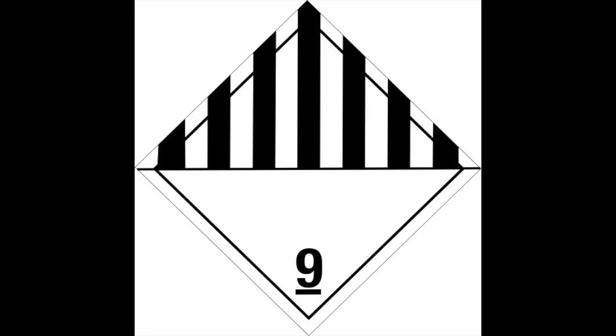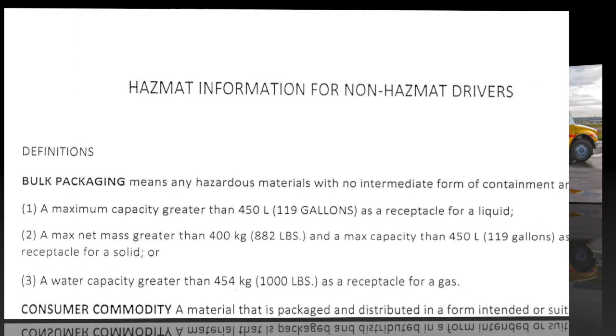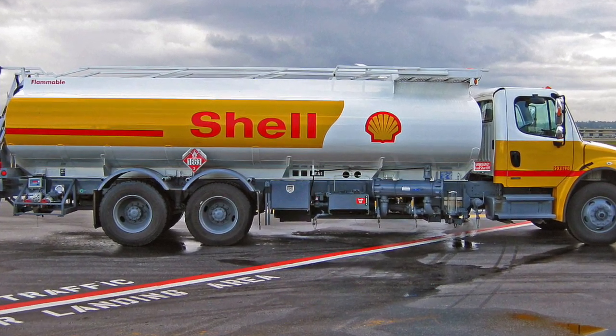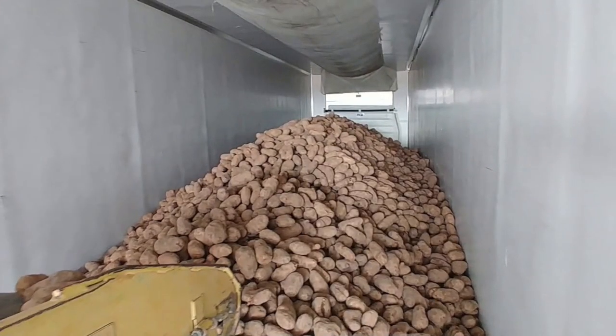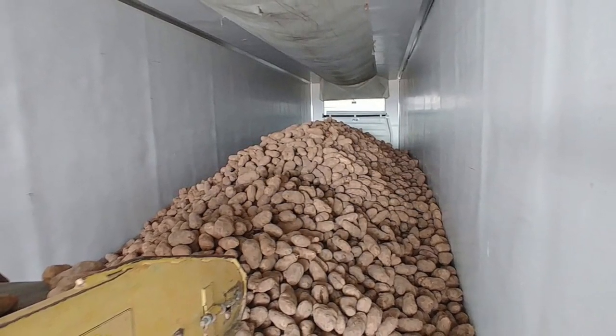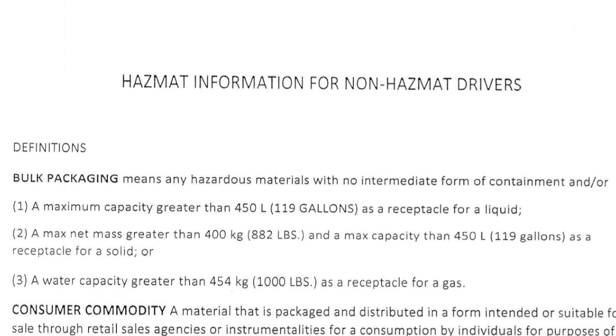If a load is bulk, it always means placards. Bulk means no intermediate form of containment, meaning the only thing holding the freight is the trailer or tanker. Example, when you're hauling gas in a tanker vehicle, there are no drums involved. Or a load of potatoes in a reefer, where they don't put the potatoes in boxes, but just load that trailer up with potatoes. There are a few other things that can make something bulk as well.